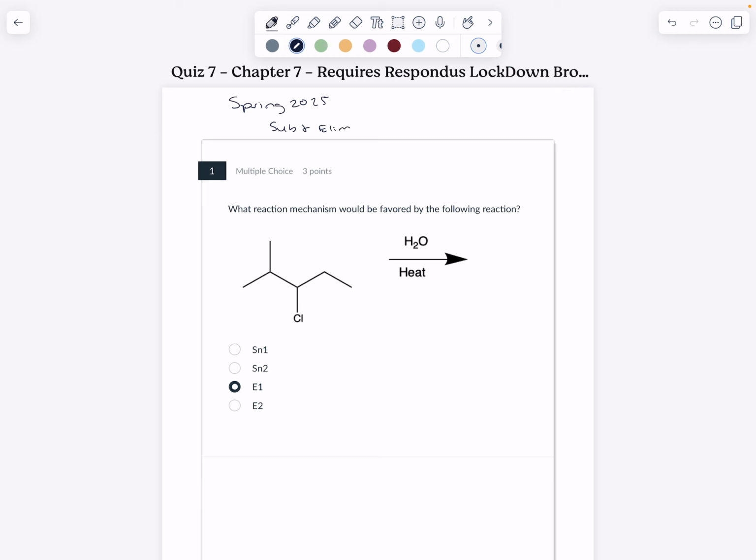So we'll start with this first question. What mechanism would be favored by the following reaction? So again, just like last time, I'm looking at my nucleophile, and if it's a strong nucleophile, it favors those two reactions because the nucleophile is strong enough to push the leaving group out. Whereas if it's a weak nucleophile, it's going to favor those one reactions because the weak nucleophile will allow time and space for the leaving group to leave first before the nucleophile attacks.